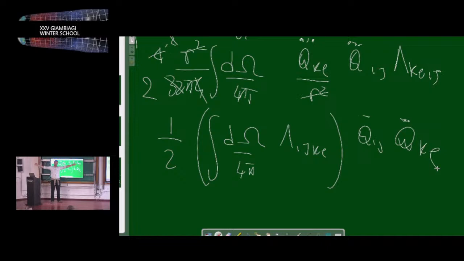Because the integral is the integral at the surface at infinity. The quadrupole is only to do with the source. It only depends on time. It's a number with respect to the variable of integration. But lambda, no. Lambda depends on the direction, okay? Because you remember lambda was that expression of the projector.